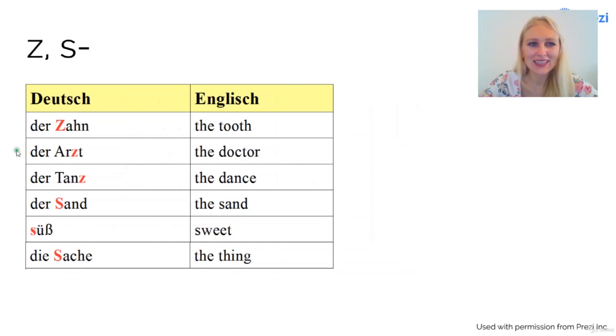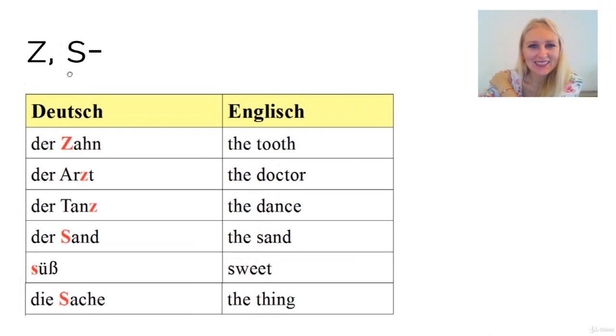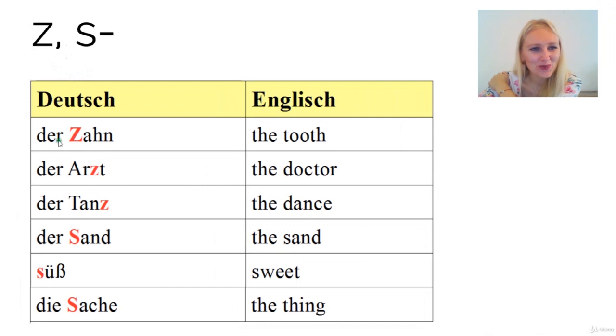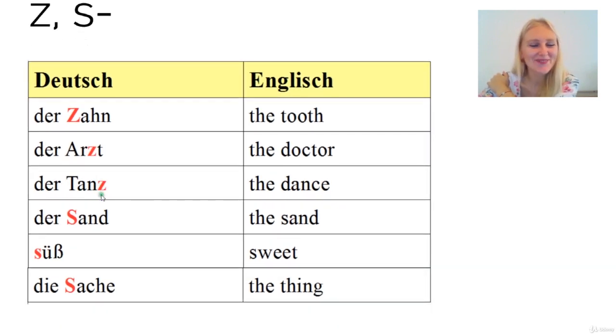Then we have Z and S here. So as I said, the German Z is very strong. Okay, so der Zahn. Make sure you pronounce it very strong. Der Zahn, der Arzt, der Arzt. Here we have a vowel and then comes an R. Okay, so in this case we pronounce the R just like an A. Arzt, a long A, der Arzt. Der Tanz, der Tanz. Okay, please practice that.